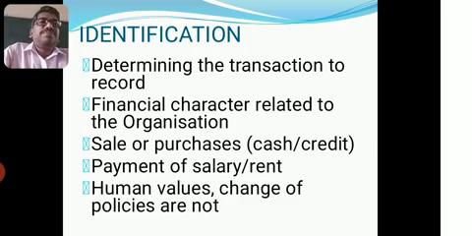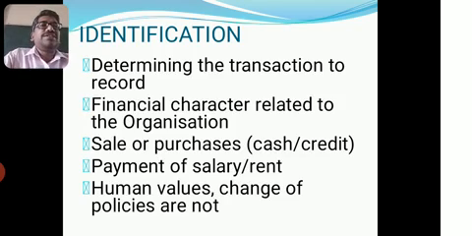Now, the process of accounting begins with the identification. Identification of what? Identification of business transactions, whether they are to be recorded in a business or not. Some of the transactions may not be recorded or should not be recorded in the books of accounts because of their nature. So we have to identify which are the transactions to be recorded and not to be recorded. The transactions to be recorded are those which involve money or the financial character related to the organization, and they are to be recorded in a business's books of accounts.